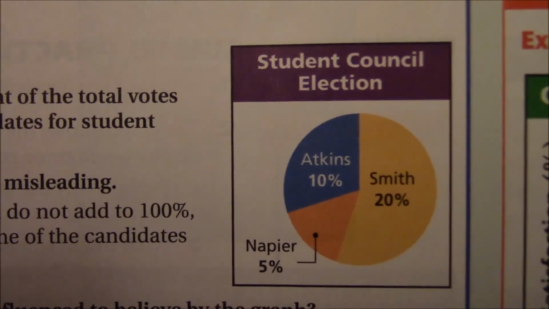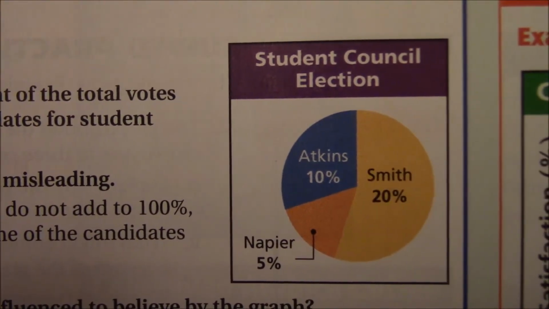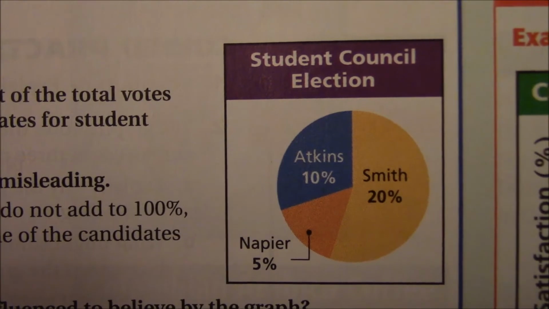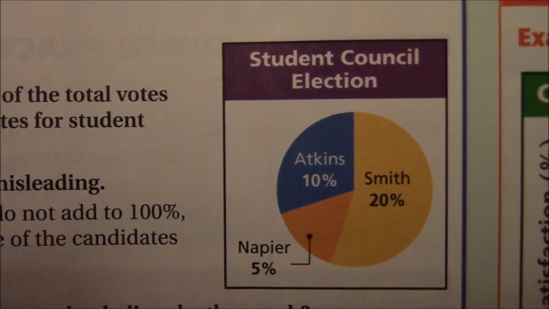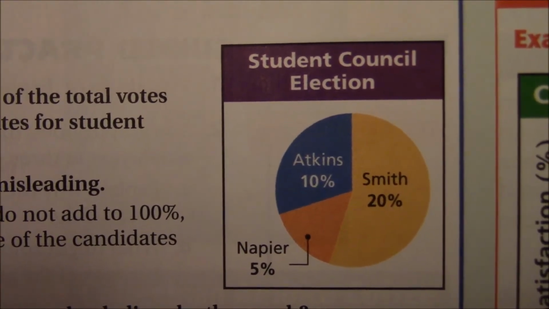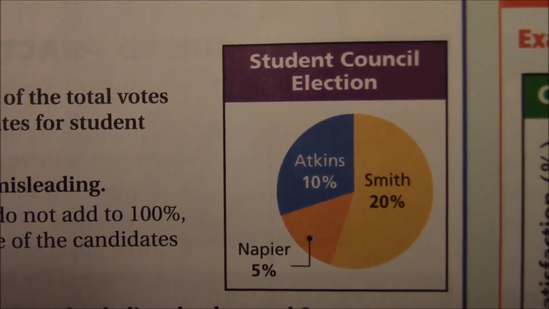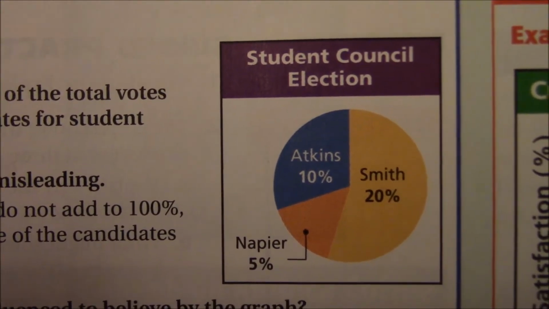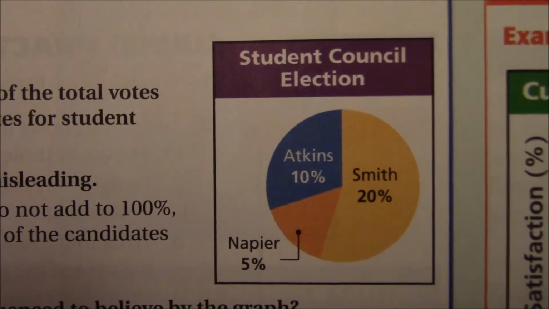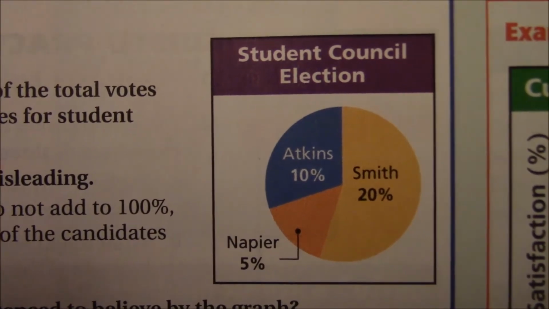Here is a misleading circle graph. Can you tell me what's wrong with this? Doesn't it look like Smith got more than half the vote? Circle graphs are parts of a whole, which means all of their percentages have to equal 100%. And this absolutely does not.